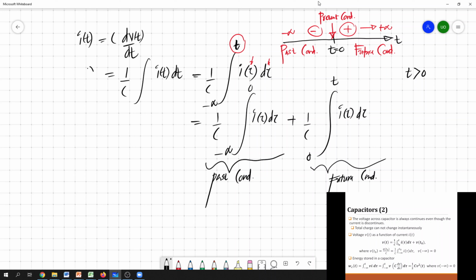So this past condition we can simply capture as 1 over C times this integral, which gives a voltage, because this is equal to the voltage. So we can say that this is the voltage at t equals 0. In this discussion we treat this as the initial condition of the capacitor.